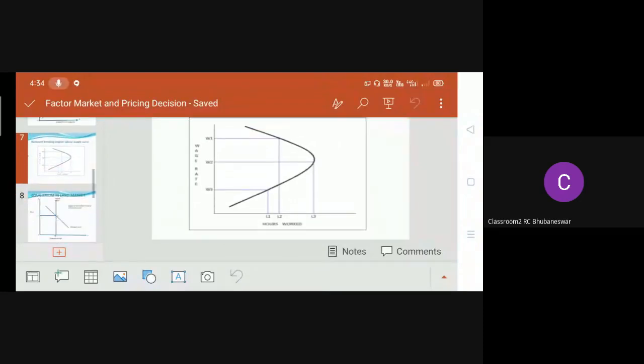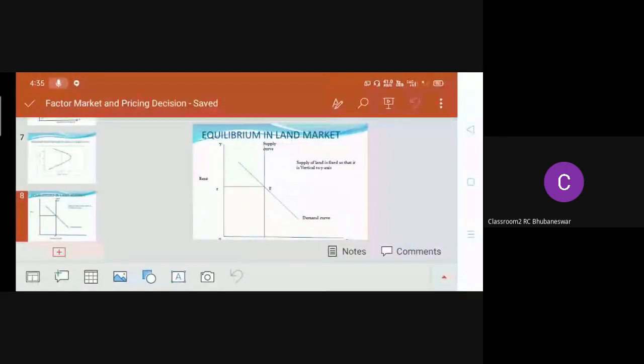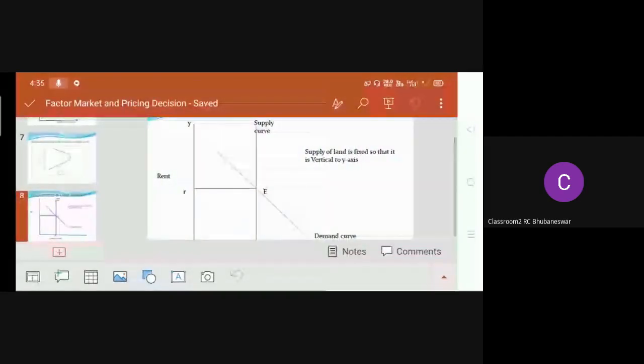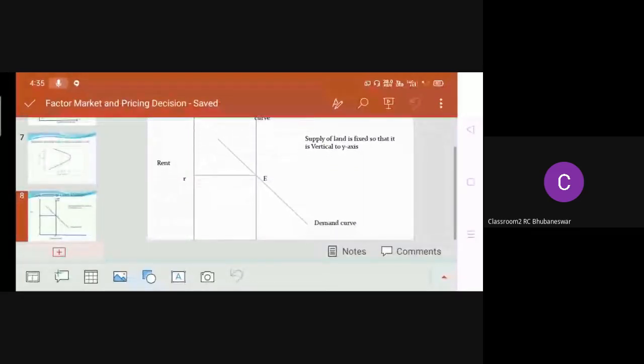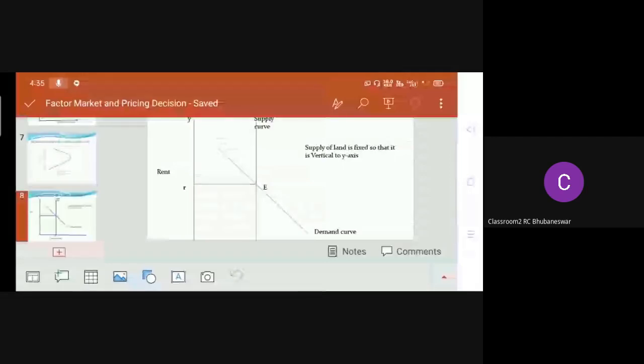Okay, next come to the equilibrium in the land market. Land market we have a separate topic also. I'll just show some tidbits. Here the demand curve is downward sloping, and the supply curve, I already told you, is vertical to the y axis, and it is fixed. Whatever may be the rent, the supply of land is fixed, but changes in demand lead to changes in rent. I will discuss this in tomorrow's class.